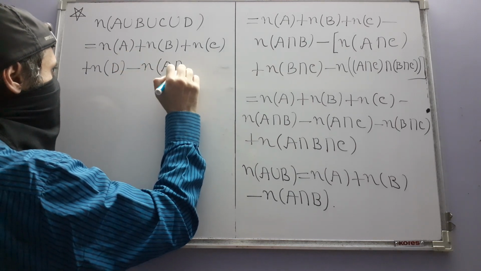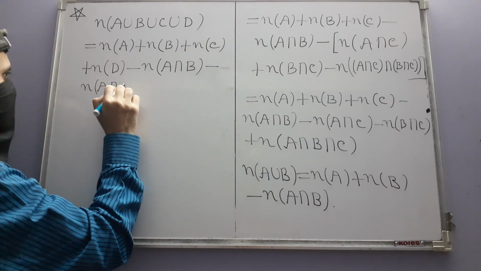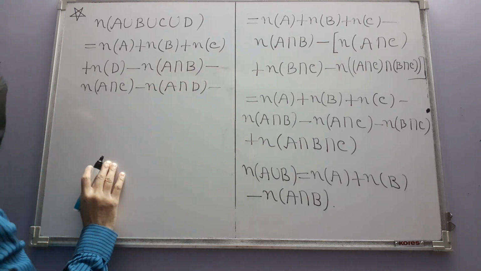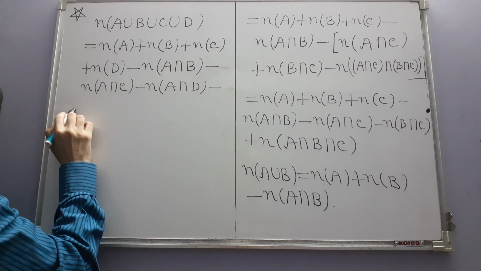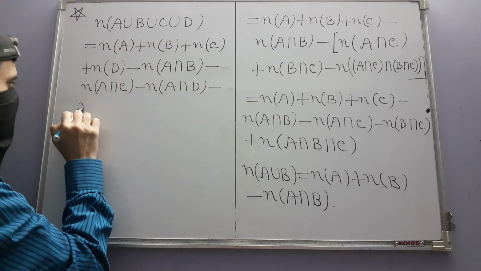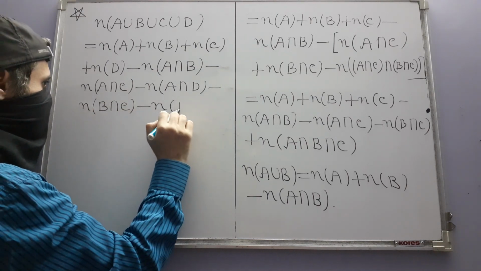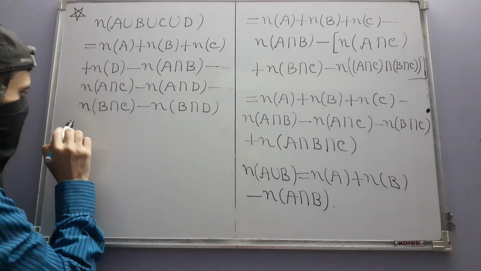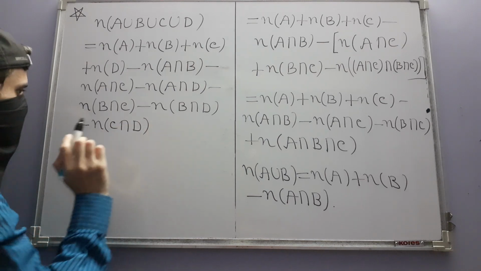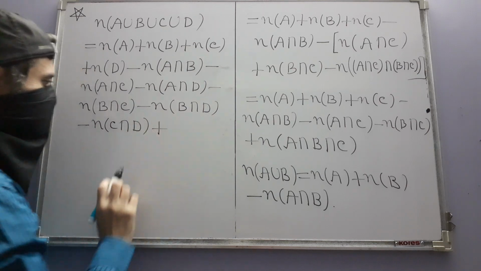I would then have to consider these: A intersection B minus A intersection C, A intersection D, minus. Next comes B. With A I have considered all these. Next with B I am going to consider C and D. And next with C I am going to consider D. And those are all the possibilities. Then after minus, plus comes back.